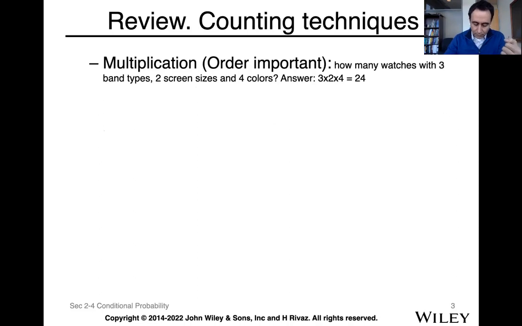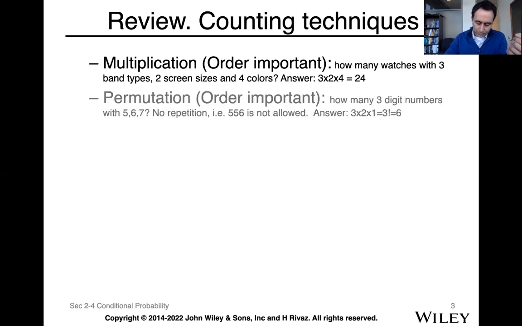So for the case of multiplication, the example that we gave was how many watches with three band types. So first option is band type, second option is screen size, and the third option is color, right? So since we have to pick all of these, there's an "and" between them, we have to pick band type and screen size and color, then we multiply.